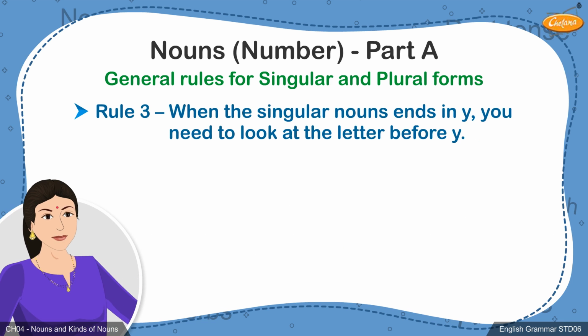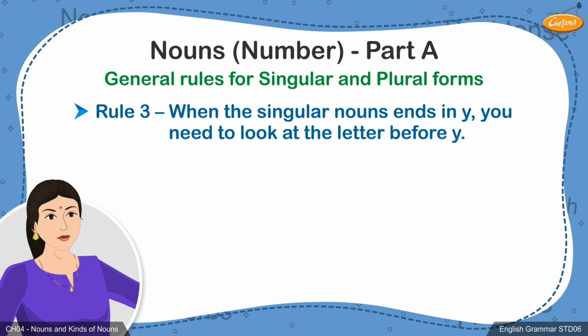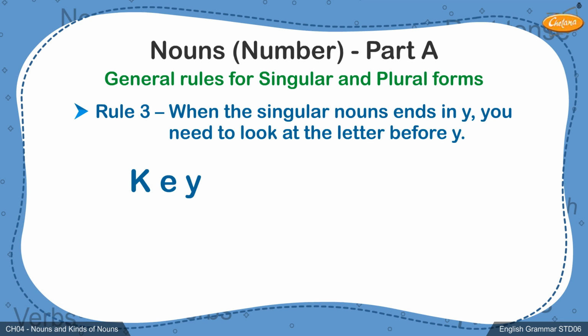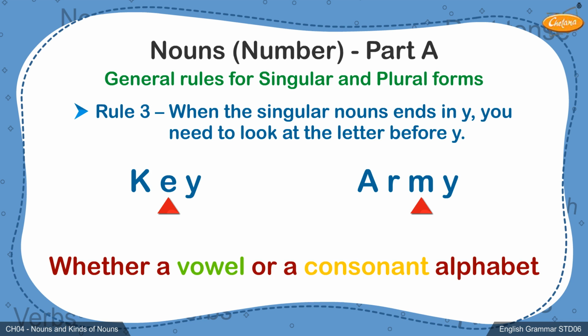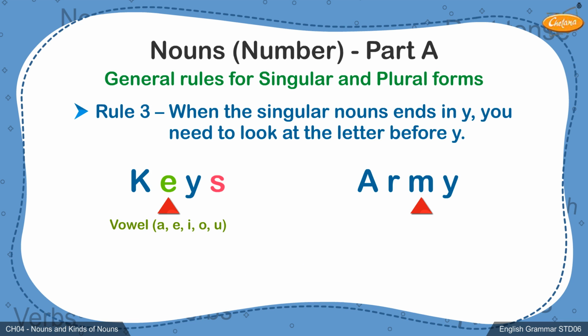Let's move on to rule number 3. We have also come across nouns that end with the letter Y, like key or army. In such cases, we need to look at the letter before the letter Y and judge whether it's a vowel or a consonant. If the letter before Y is a vowel, you simply add S to write in plural form. For example, day, days, toy, toys.